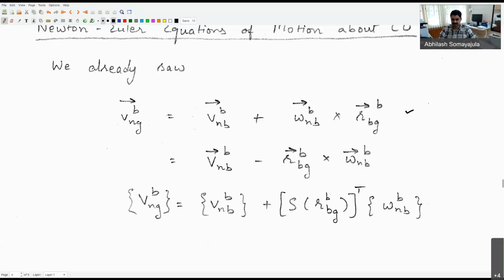Now all I'm doing here is converting this second cross product. I'm going to interchange the cross product, so therefore I need a minus sign. So I have minus r_BG cross omega_NB. The reason I want to do that is so I can express this in matrix form. So v_NG can now be written as v_NB plus S of r_BG transpose times omega_NB.